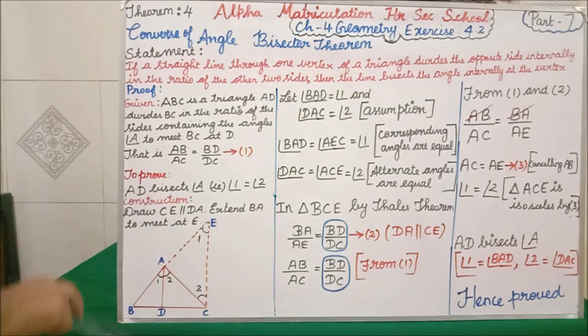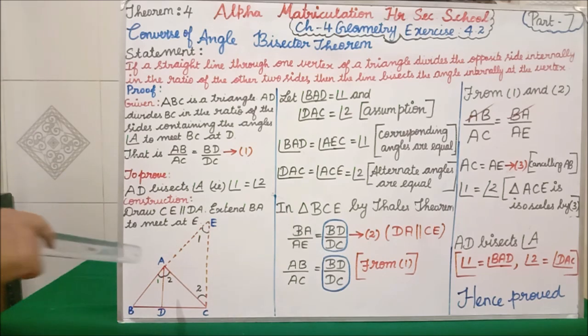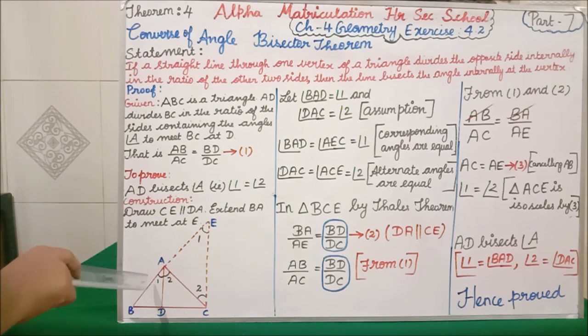AD bisects angle A, which means AD will divide angle A into equal parts. So if this side is 30 degree, then this side will also be 30 degree. If this side is 40 degree, then this side will also be 40 degree. If this side is 80, then similarly this side will be 80. That only we have proved now.